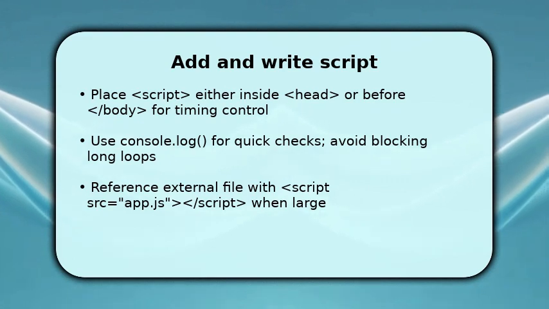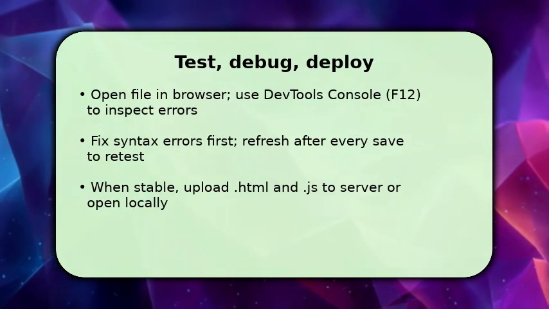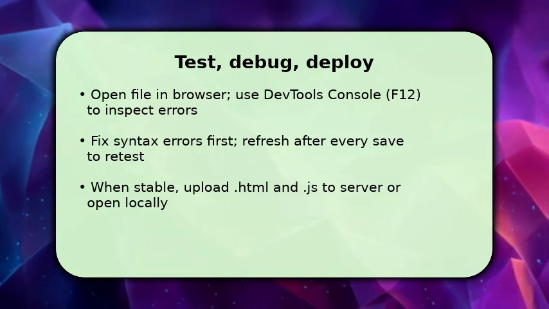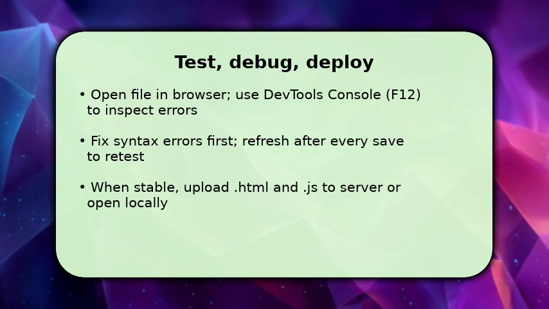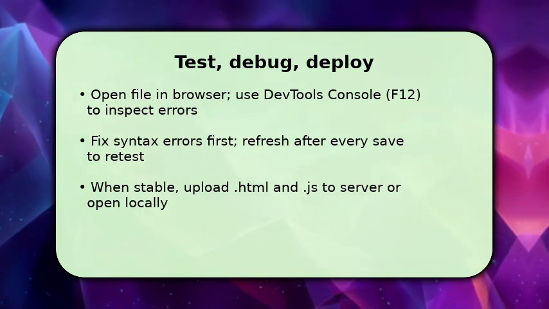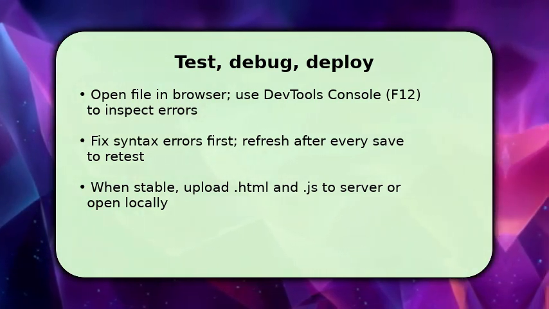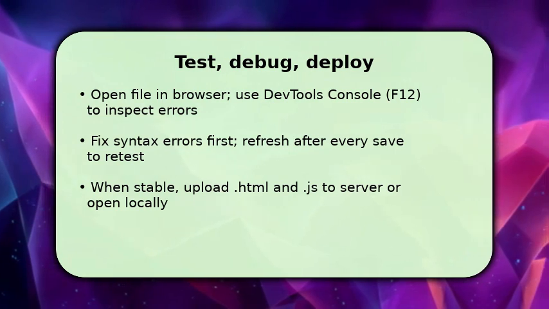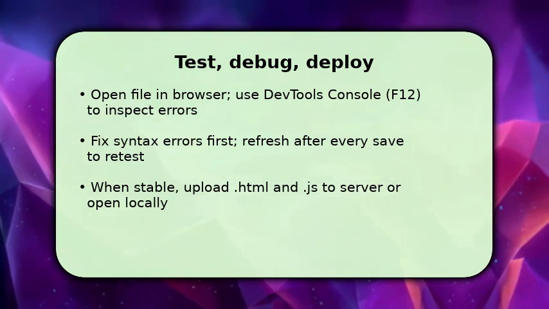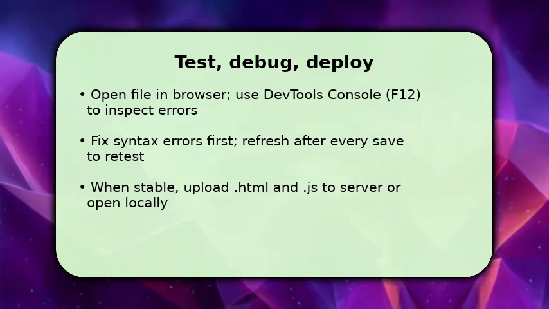You finish by testing in a browser. Open index.html and press F12 to inspect the console and network tabs. If you see errors, read the line numbers and correct syntax or missing file paths, then save and refresh. If code runs, verify interactive elements work across browsers.